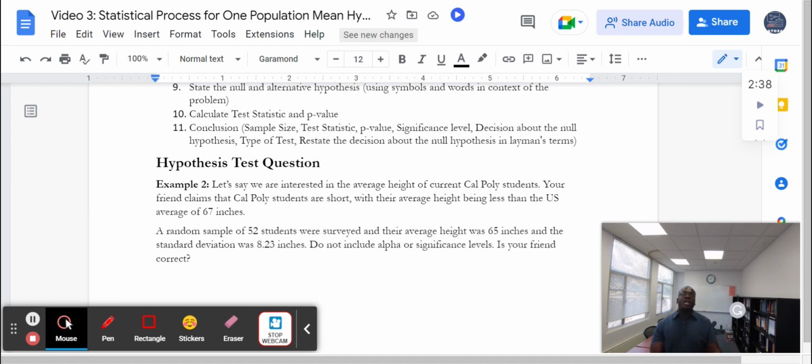So let's say we're interested in the average height of current Cal Poly students. Your friend claims that Cal Poly students are short, with their average height being less than. I'm giving you a key right there. Less than the United States average of 67 inches. A random sample of 52 students were surveyed, and their average height was 65 inches, and the standard deviation was 8.23 inches.